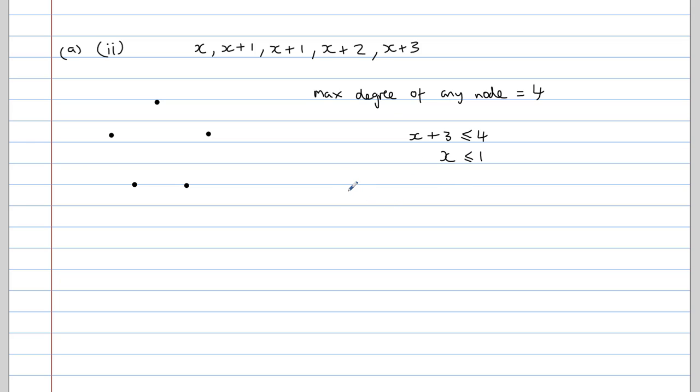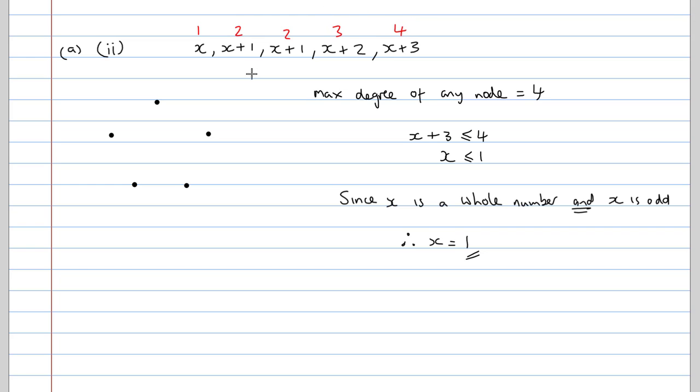But since the order of a vertex must be a whole number, and from part 1 we know that x must be odd, therefore we can say that x can only equal 1. So that means that this vertex must have order 1, these two must have order 2, this one must have order 3, and this one must have order 4.